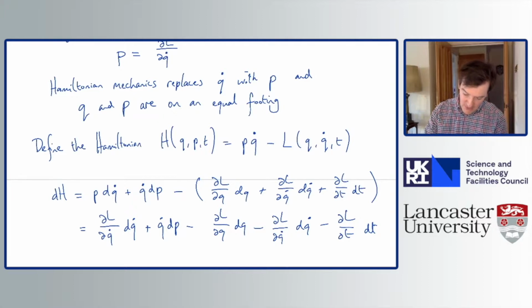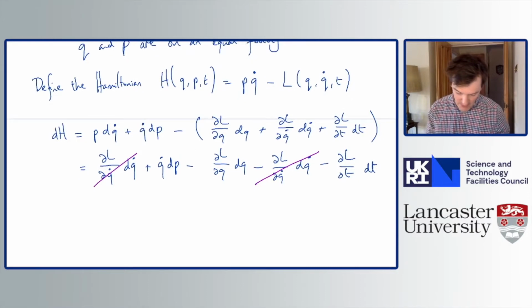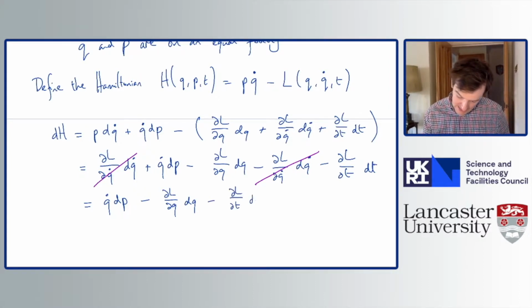The reason for making that substitution was that we have the same terms and they enter with a minus sign, so they cancel out exactly. We're just left then with three terms. dH is q dot dP, so something that depends on dP, something that depends on dq, and something that depends on dt.